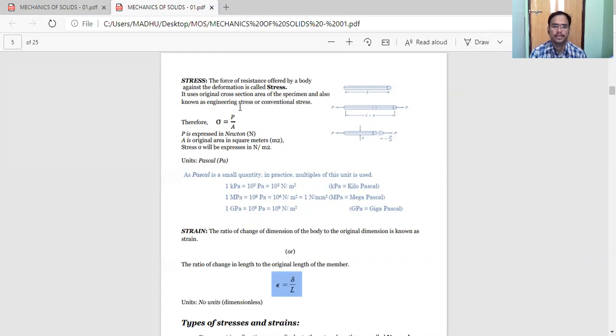Stress is the resistance force that is induced within the body when forces are acting on it. It is the resistance force offered by a body against deformation. The term we should remember is "against deformation". It is sigma equals P by A: the resistance load per area. This area is perpendicular to the applied load.